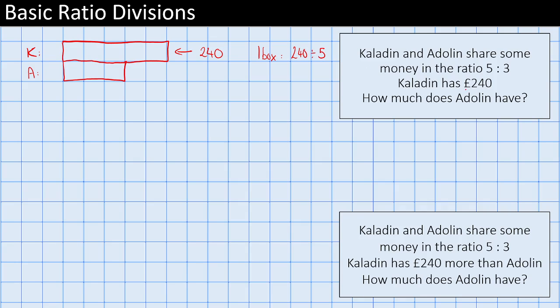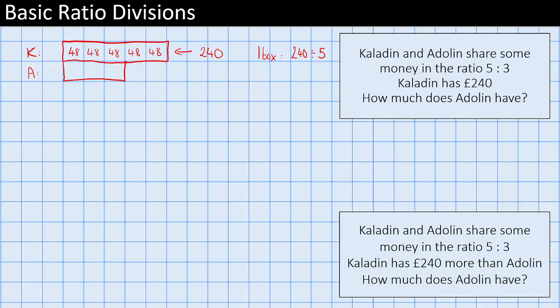Now, you might have just said, well, this person's got 240, that's what the amount in the ratio is, so I'm going to do 240 divided by 5. And what that does, it works out what one part or one box in this ratio is. 200 divided by 5 is 40. 40 divided by 5 is 8. So in each of these boxes is going to be £48.